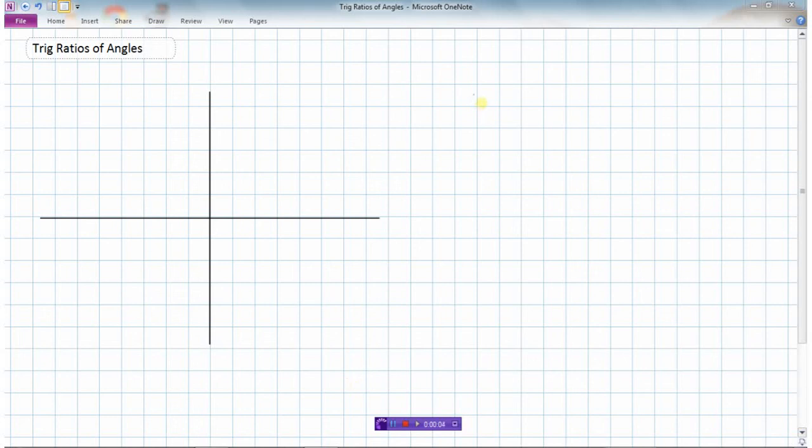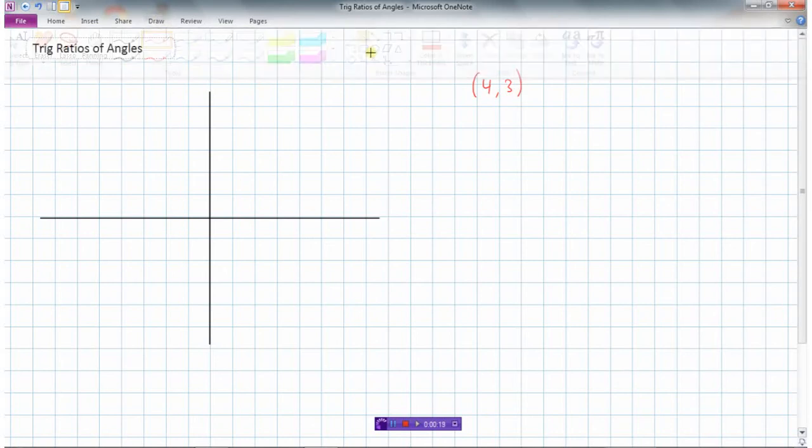Let's say that I knew that the point (4, 3) was on the terminal arm of my angle theta. So let's draw this. So our initial arm would look something like this.